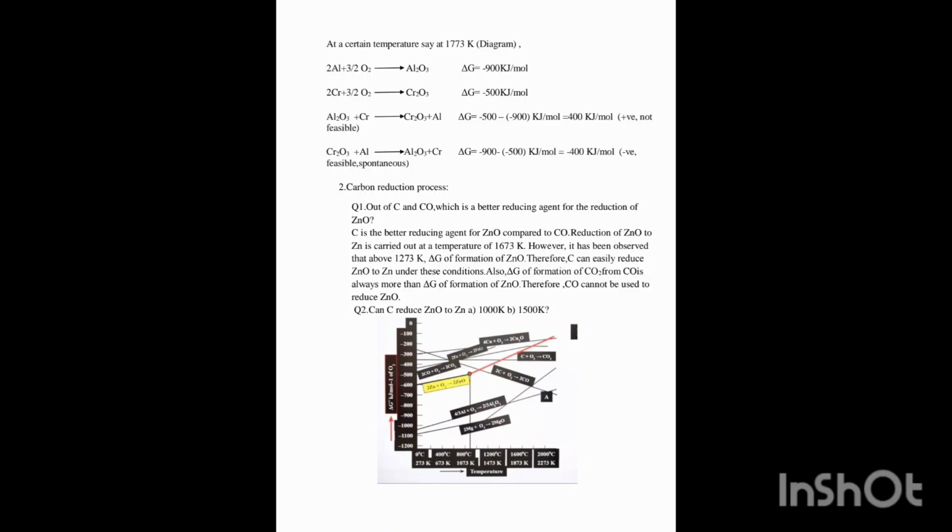Second, the carbon reduction process. C is a better reducing agent for ZnO compared to CO. Reduction of ZnO to Zn is carried out at a temperature of 1673 Kelvin. However, it has been observed that above 1273 Kelvin, delta G of formation of CO is lower than delta G of formation of ZnO, therefore C can easily reduce ZnO to Zn. Under these conditions, delta G of formation of CO2 from CO is always more than delta G of formation of ZnO. Therefore, CO cannot be used to reduce ZnO.